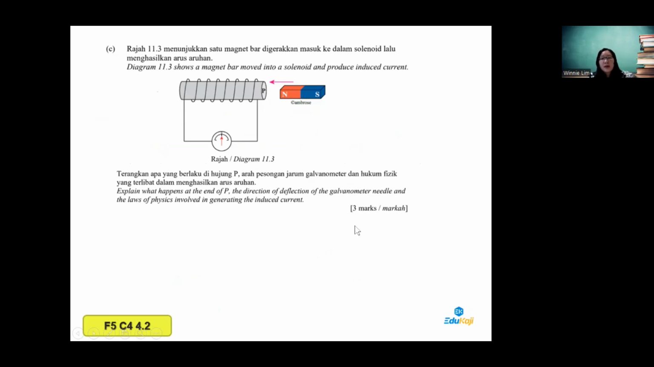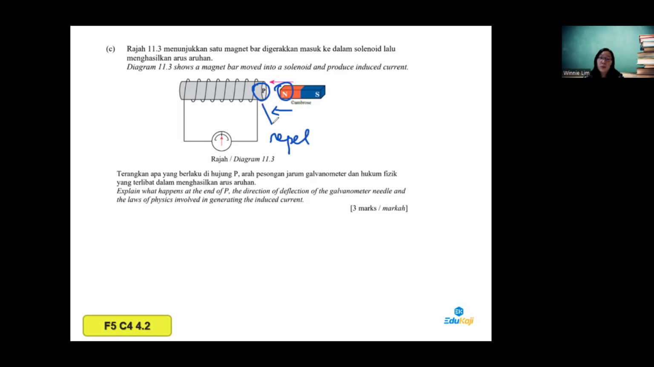Explain what happened at the end of P, and then the direction of deflection of the galvanometer needle and the law involved in generating the induced current. Okay, so the idea is when you move the magnet closer, you look at this end. A pole will actually be produced at this end, whereby it will oppose the pole that is coming closer to it. So if you want to oppose it, reject it, or you say repel.